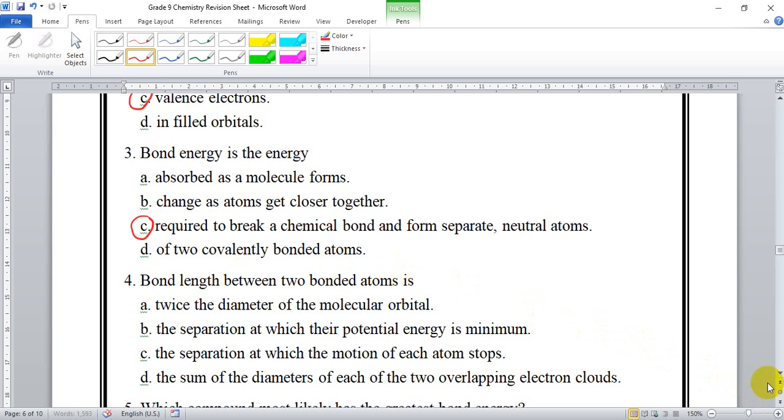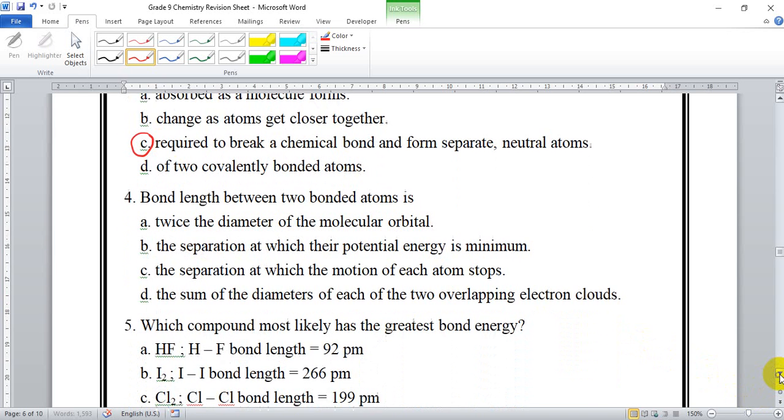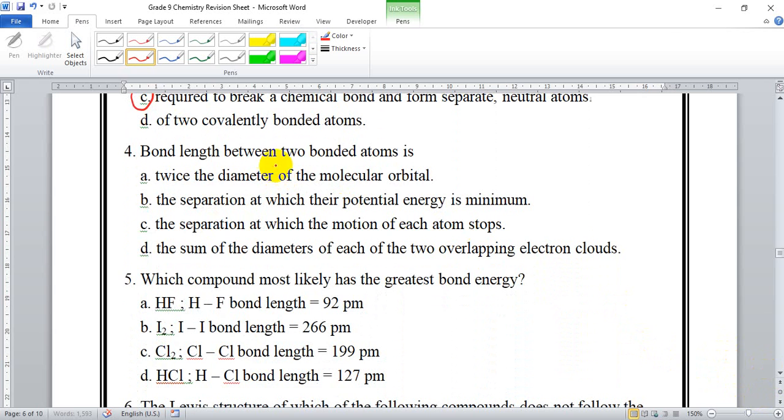Number 4. The bond length between two bonded atoms is twice the diameter of the molecular orbital, the separation at which their potential energy is minimum, the separation at which the motion of each atom stops, or the sum of the diameters of each of the two overlapping electron clouds. So, the bond length is the separation distance at which their potential energy is minimum.